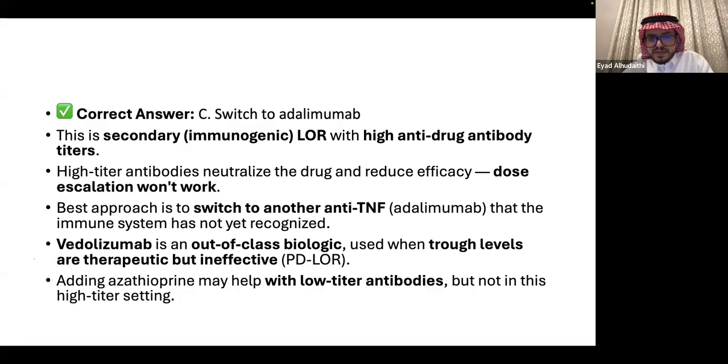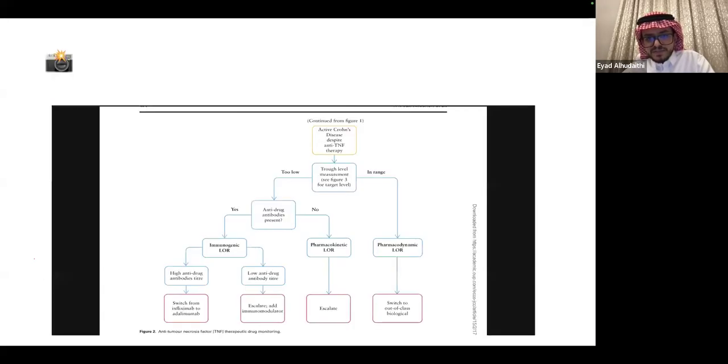And vedolizumab is an out-of-class biologic used when trough levels are therapeutic but ineffective. Like if the patient has PD failure, this is the time when we go out of class. Adding azathioprine may help with low titer antibodies, but not in this high titer setting.